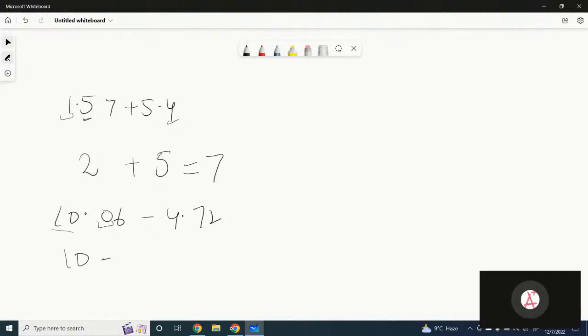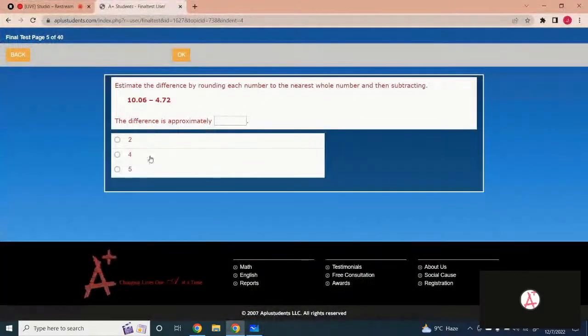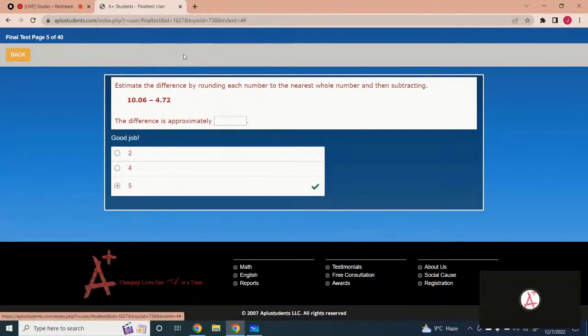It would be 4.72. So 7 is greater than 5. That means you have to round up. You have to add 1 to the whole number. So it would be 10 minus 5 equals 5. Got it? So select the correct option and click on the OK button.